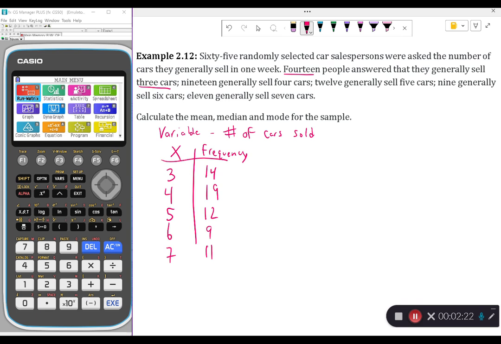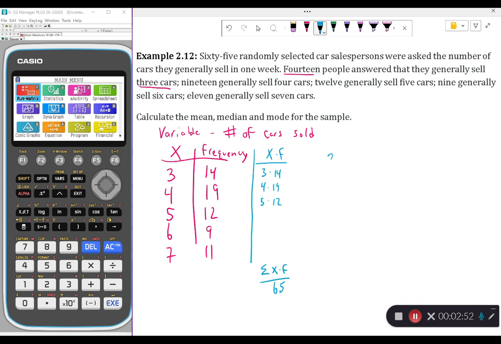There's a few different ways that we could calculate this, one of which is to do this by hand. We could take the x values and multiply them by their frequencies, in this case making 3 times 14, 4 times 19, 5 times 12, and so on, and finding the total number of cars sold for all of the car salespersons, and dividing it by the number of people in the sample, in this case 65. We could find the sample mean that way.